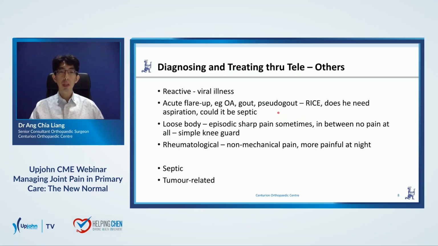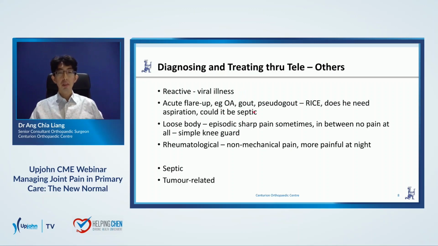Now we come to the big others category. So this is a category of all other causes of joint pain. The first one I put is reactive because viral illness is very common, and we do know that, or rather doctors do know that COVID-19 in itself can also cause joint pains, just like any other viral illness.